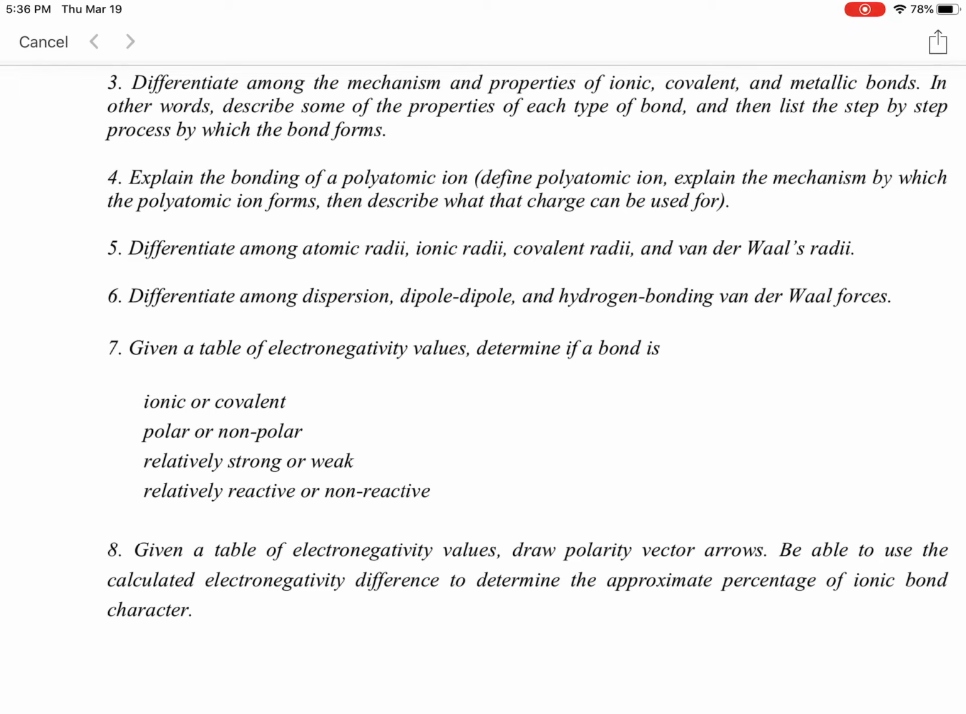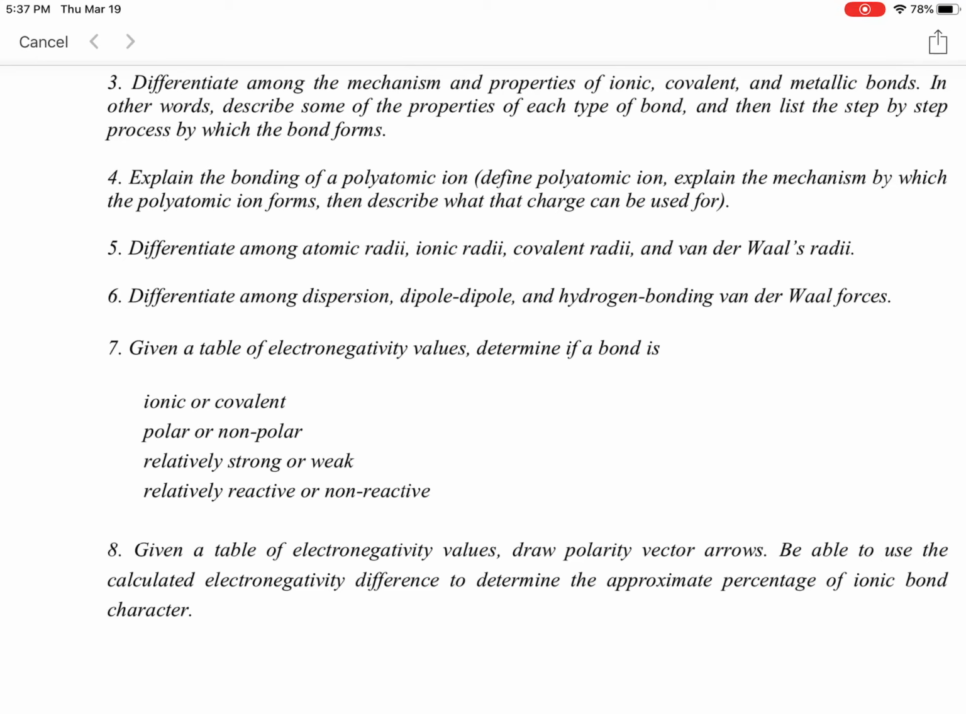Number 5, differentiate among atomic radii: atomic, ionic, covalent, and van der Waals. Atomic and ionic is when the atom is by itself. Covalent is the internuclear distance divided by 2 in a covalent bond. And van der Waals is the distance between molecules, so that depends upon whether the molecule is solid, liquid, or gas. You're looking at the distance between nuclei between molecules divided by 2.